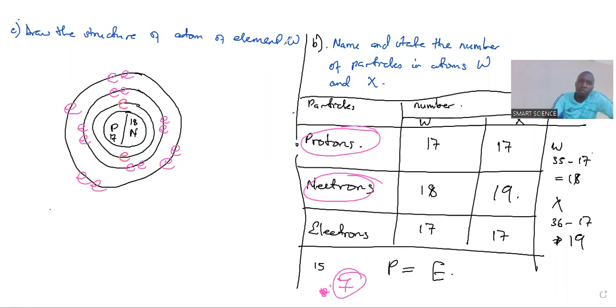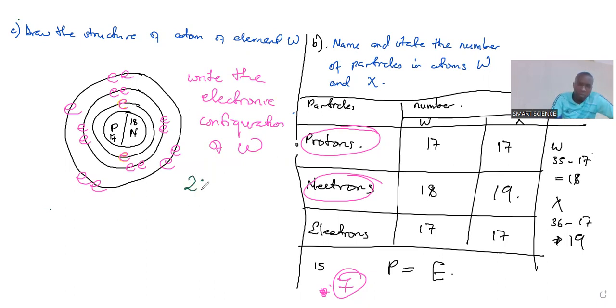So if we are told to write the electronic configuration of W, our electronic configuration will be simply the first shell has 2 electrons, the second shell has 8, and the last shell has 7. So that becomes our electronic configuration of W.